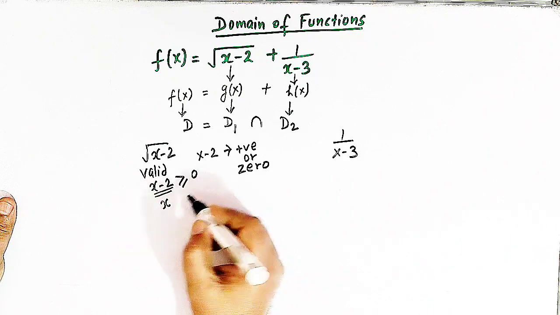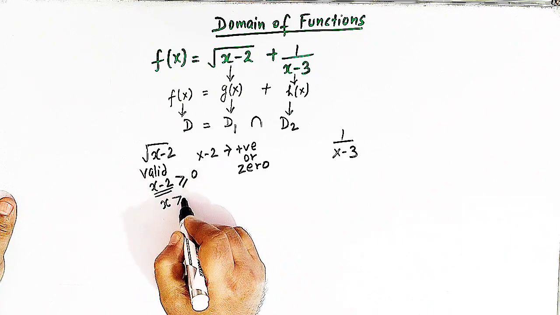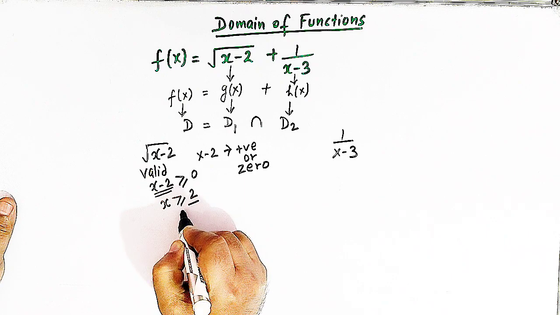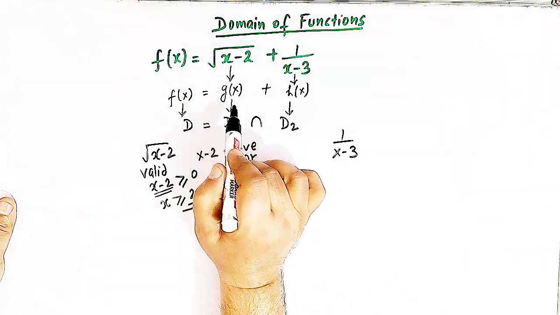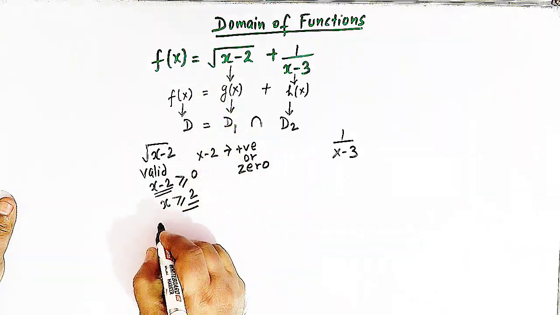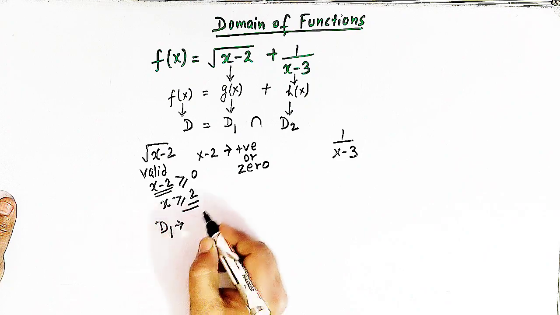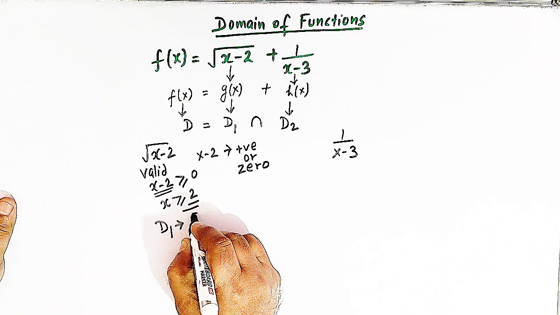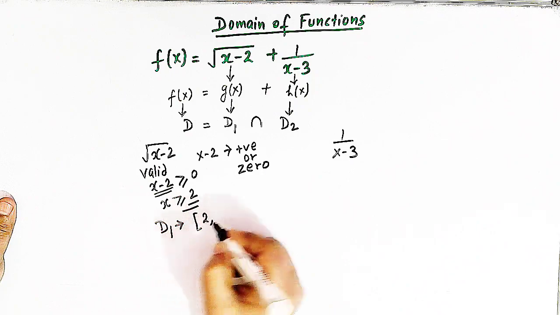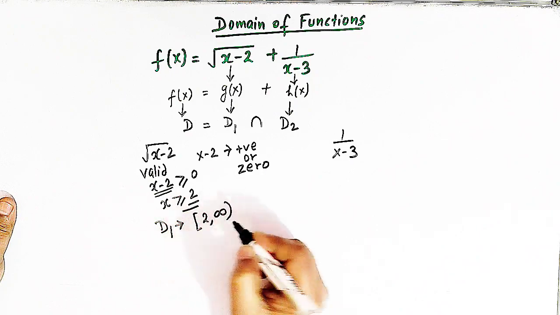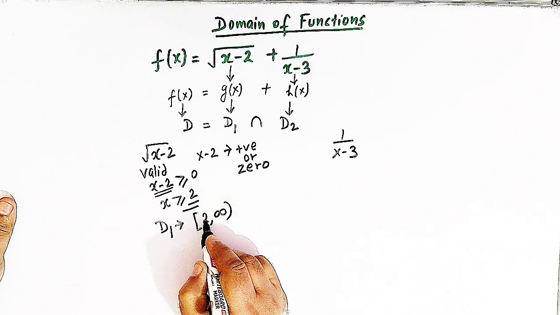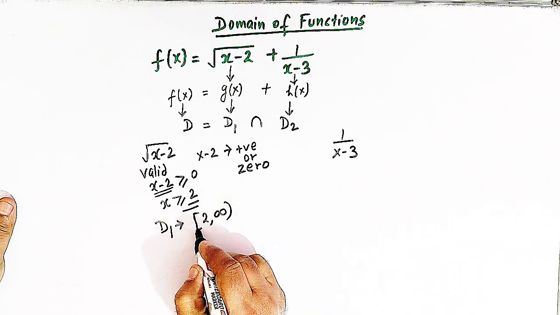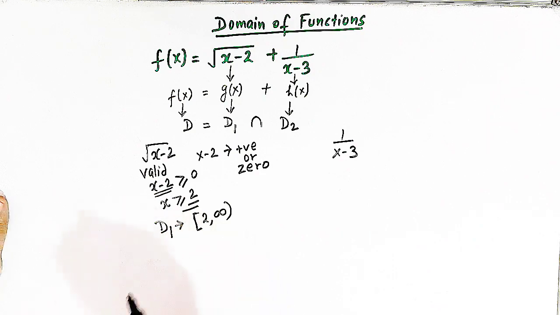In other words, x should be greater than or equal to 2. So the domain of square root of x minus 2 is given by x greater than or equal to 2, which can also be written as the interval 2 to infinity. Here this 2 is closed, which means 2 is included.